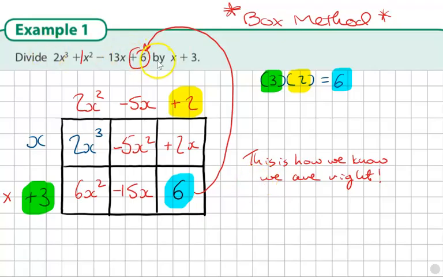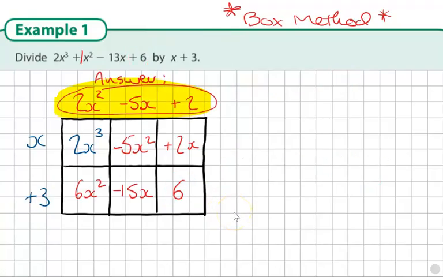We got back to our question. So the final term of our dividend should be our answer in our final box. But we can just double check we're right by multiplying out. So our answer is 2x squared minus 5x plus 2. So that's our quotient. So we believe that 2x squared minus 5x plus 2 multiplied by x plus 3 will give us 2x cubed plus 1x squared minus 13x plus 6. So let's check if that's right.